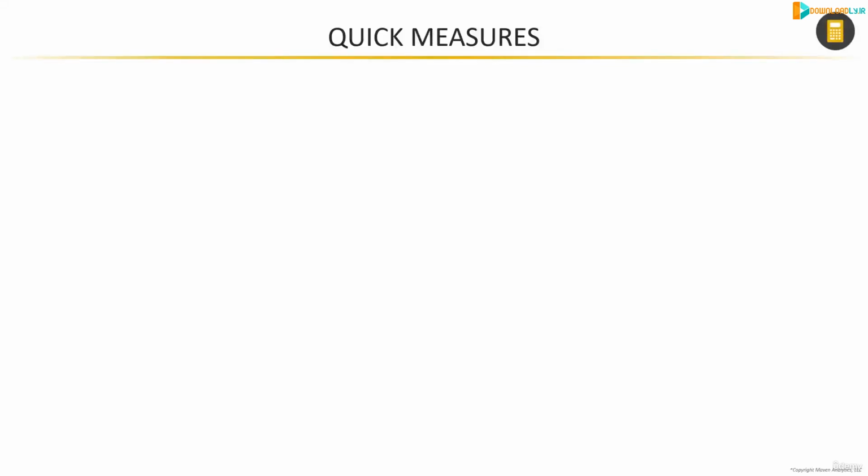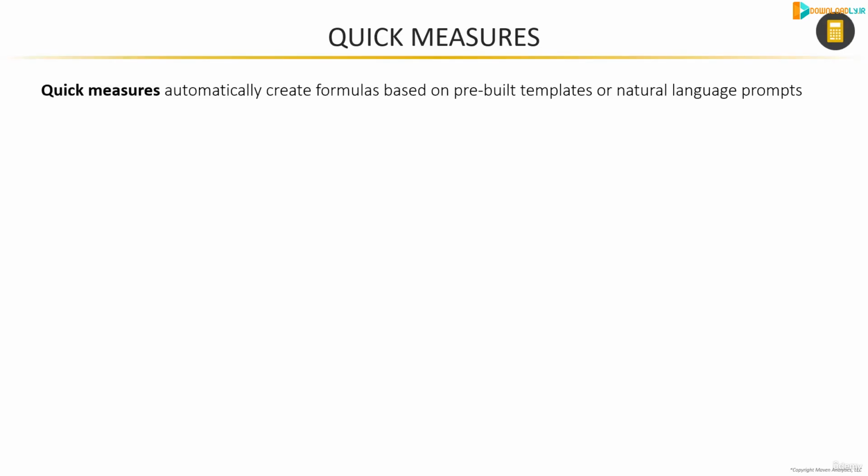Let's take a quick moment and talk about a feature in Power BI called Quick Measures. Now, Quick Measures are a tool that automatically creates explicit measures using pre-built templates or natural language queries.